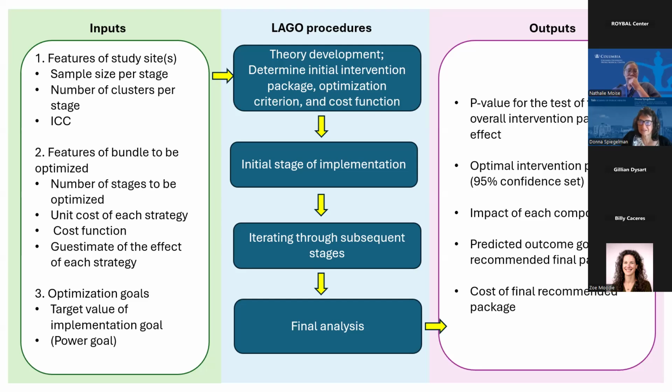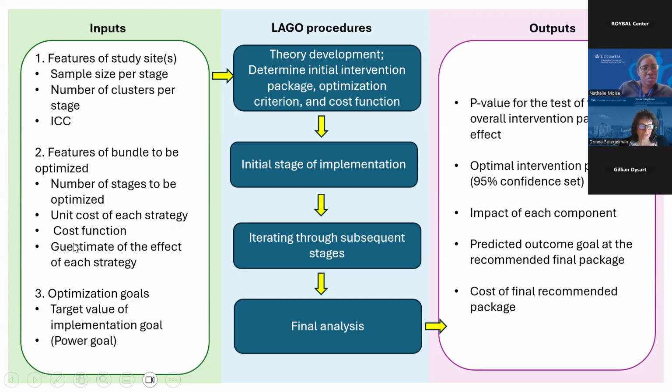Although theoretically, a LAGO study could also work with individually randomized studies, everything we've encountered so far is cluster randomized. To design the study, as always, we need the intraclass correlation coefficient, which is the correlation of outcomes between clusters compared to that within. Then we need features of the bundle to be optimized: the number of stages to optimize, the unit cost of each strategy, a cost function, and then a guesstimate of the effect of each strategy.